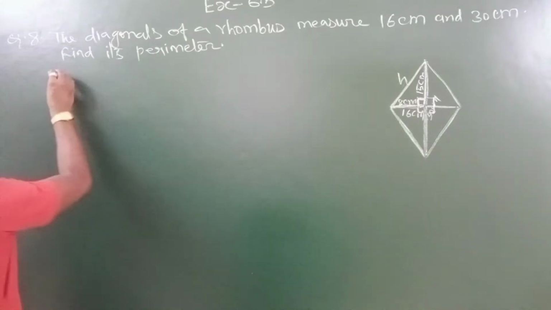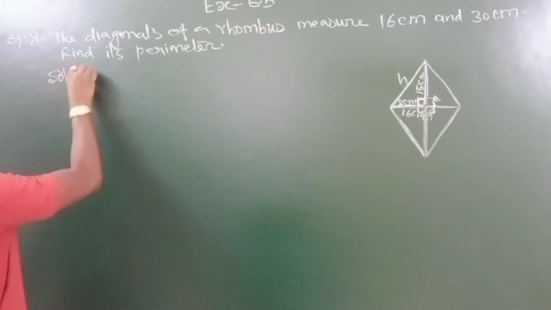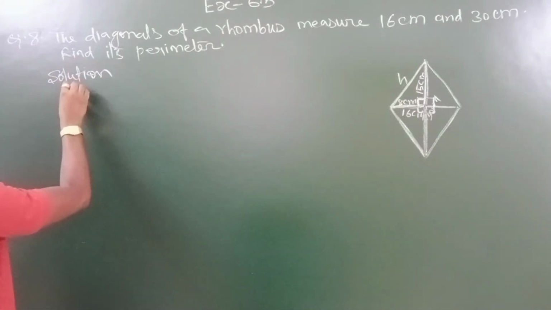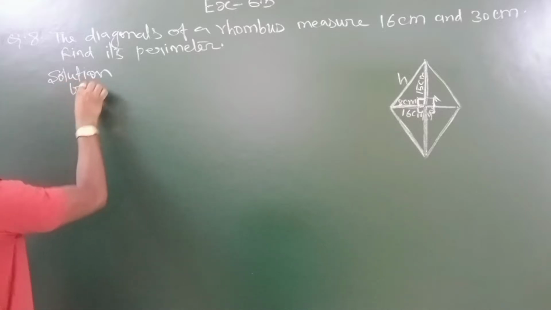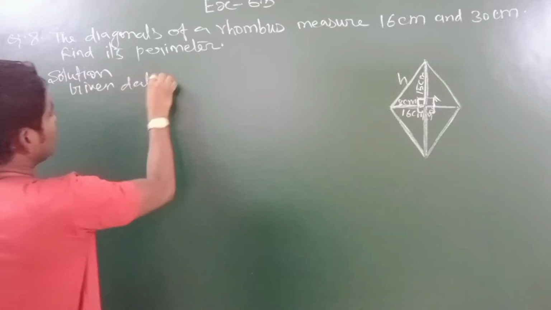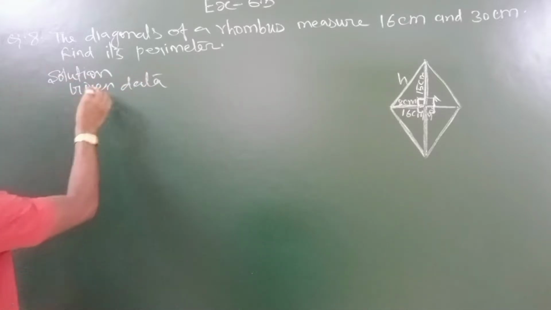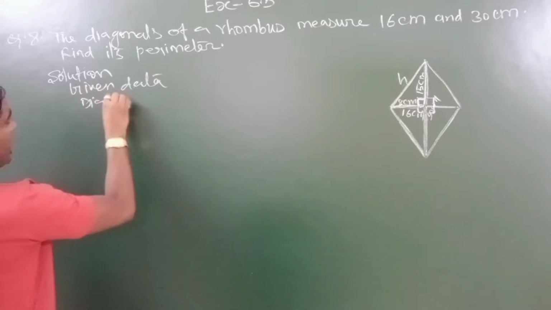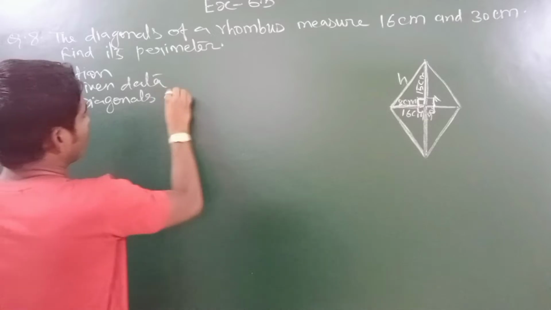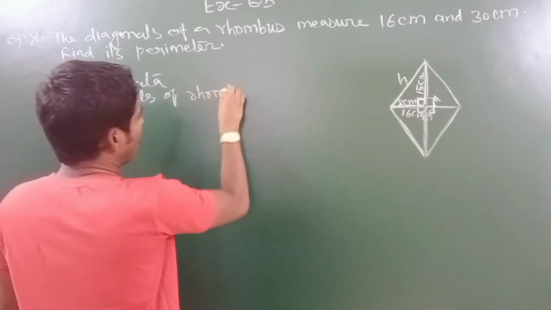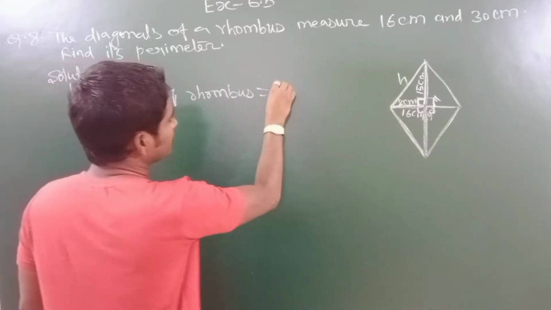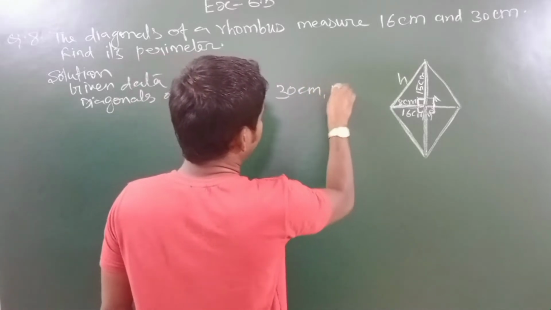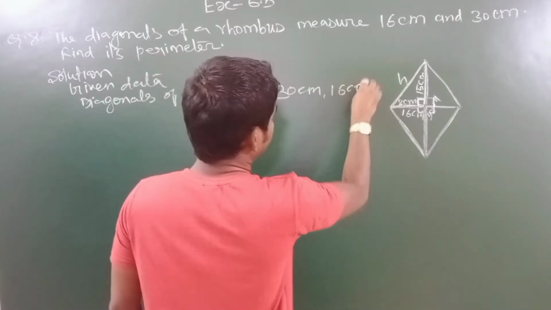So here we will start our solution now, students. Here we will write the given data. What is the given data, students? The given data is only the diagonals of the rhombus. The diagonals of the rhombus are given as 30 centimeter and 16 centimeter, right?